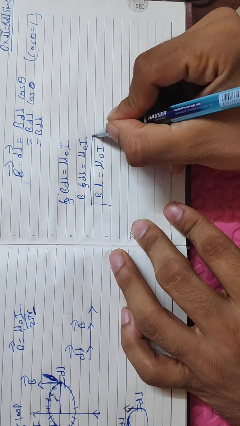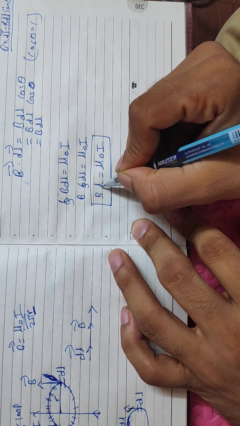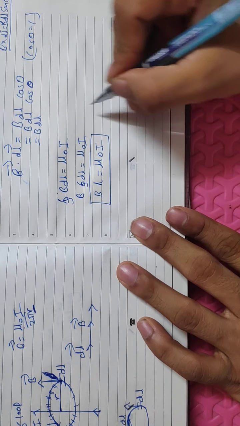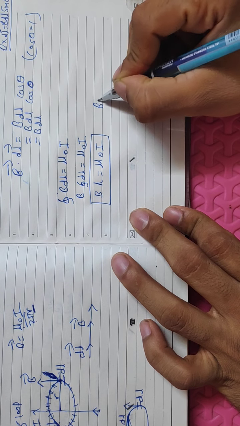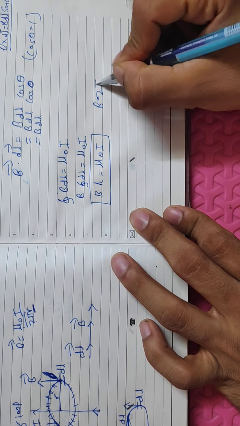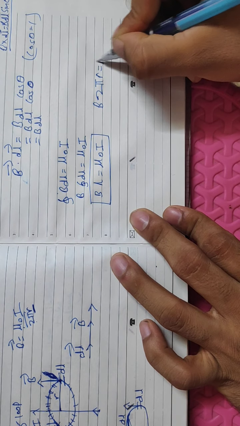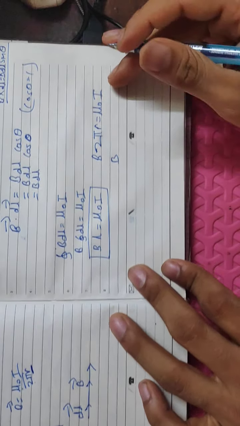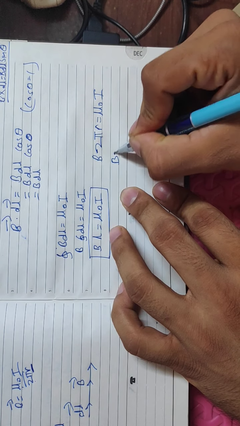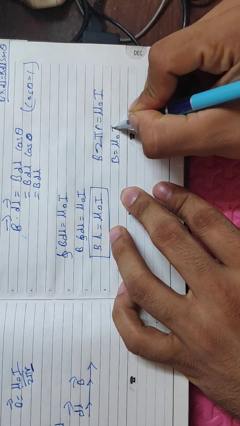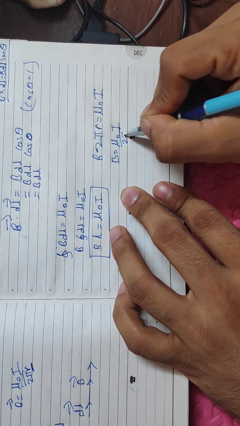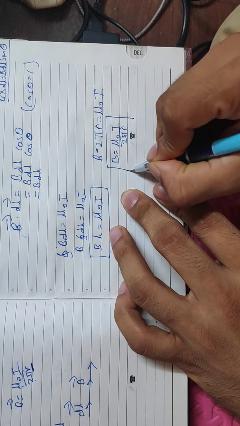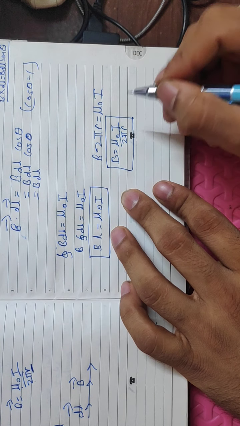This can also be your Ampere circuital law, where L is the length of the loop. In this case we are having a circle, so what will be the length? It will be B into 2 pi r equals mu 0 I. Now B equals, if I take this 2 pi r to the other side, mu 0 I upon 2 pi r. This is our formula, the magnetic field according to Ampere circuital law.